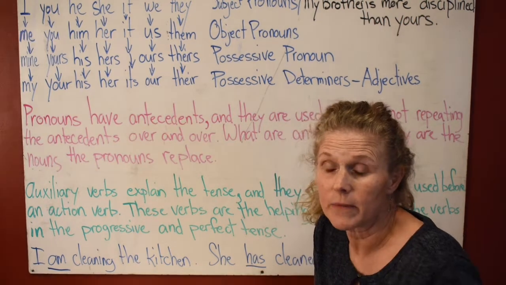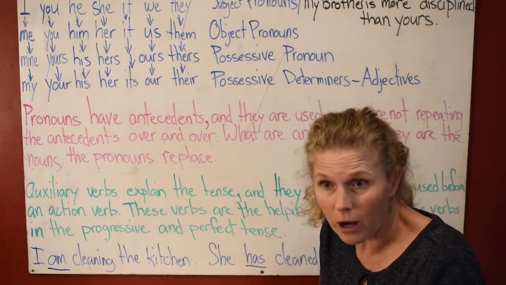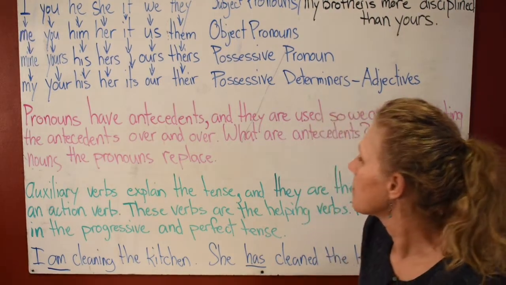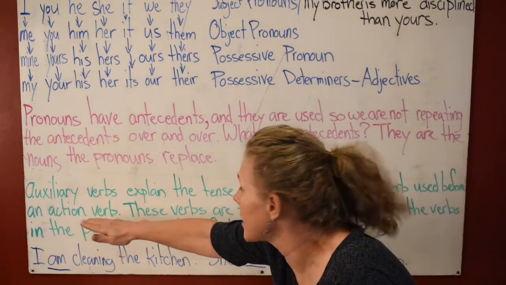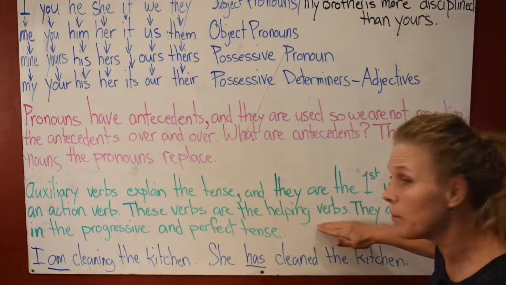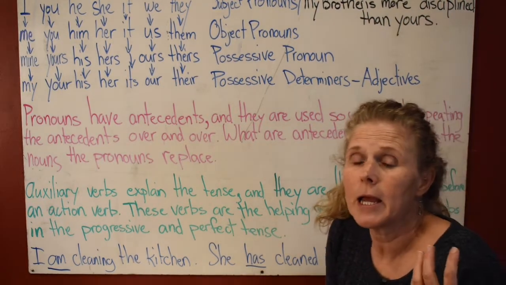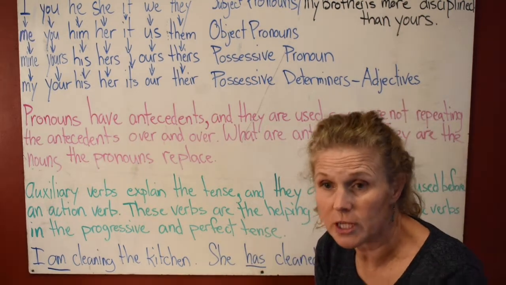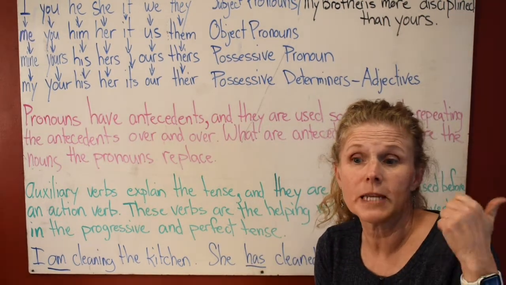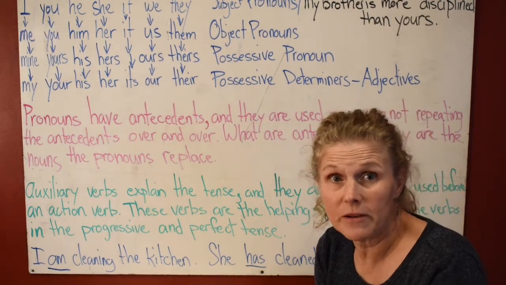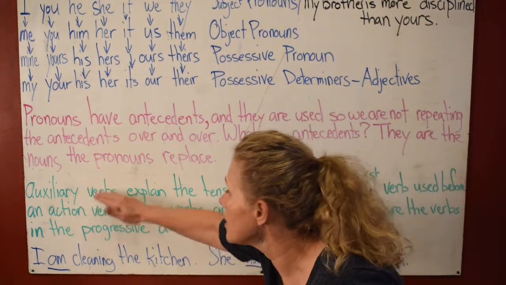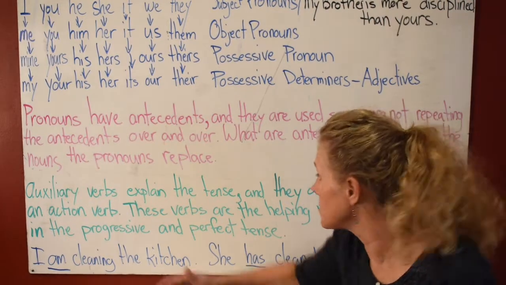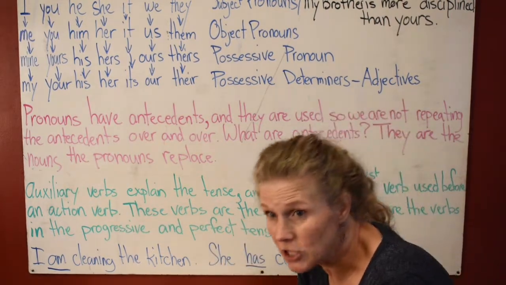Okay, auxiliary verbs explain the tense, and they are the first verb used before an action verb. Was cleaning, am cleaning, are cleaning, right? So they're right before the action verb. These verbs are the helping verbs. So when you say it helps another verb, auxiliary verbs will have different positions. You're going to have them be linking verbs, helping verbs, and be verbs. So they're all auxiliary verbs, but a helping verb does different things. It helps another verb.